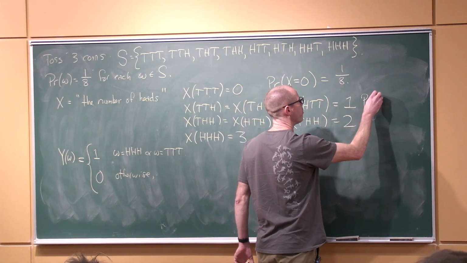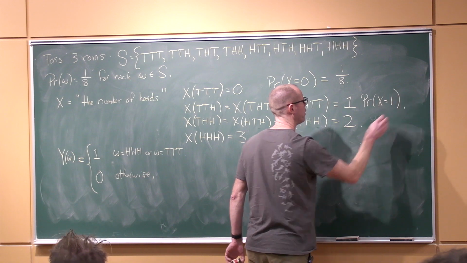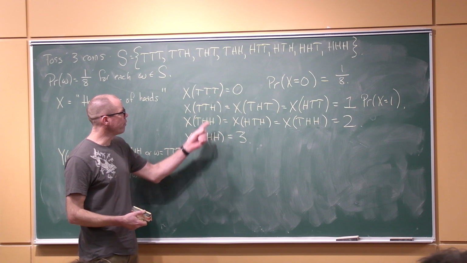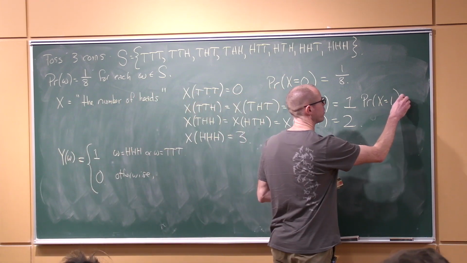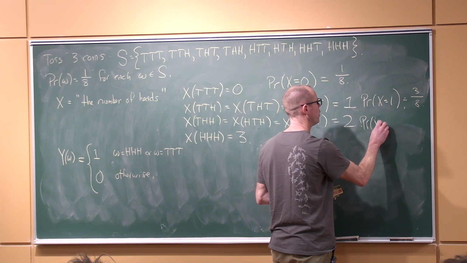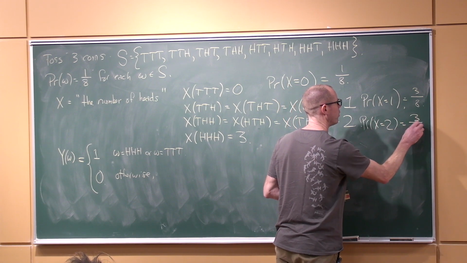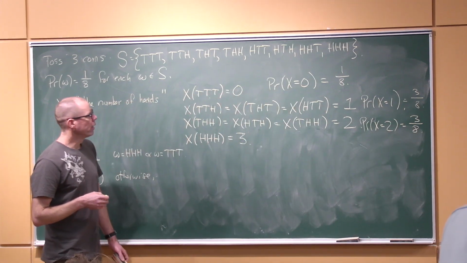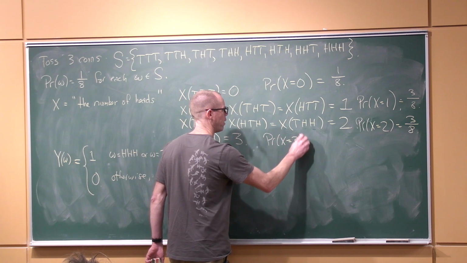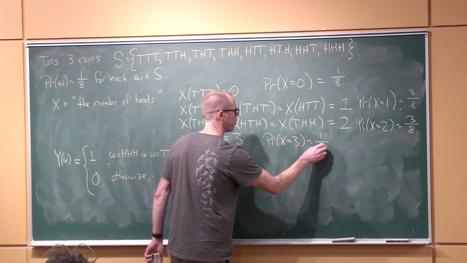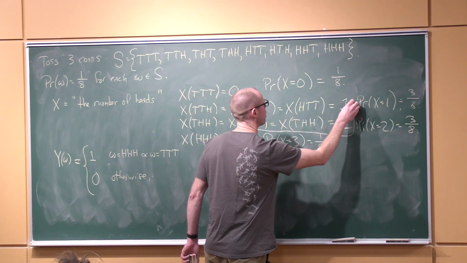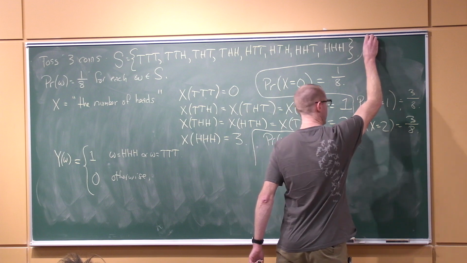On the other hand, the probability that X equals 1, well, that is an event of size 3, so that's 3 over 8. And the probability that X equals 2 is also 3 over 8. And the probability that X equals 3 is 1 over 8. Okay. So let's keep that off to the side.